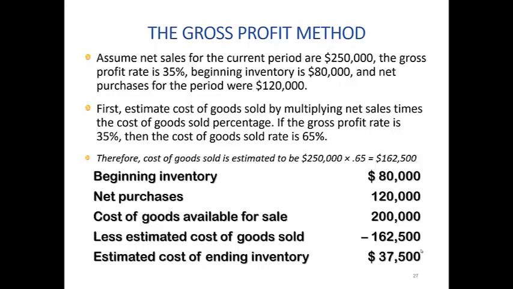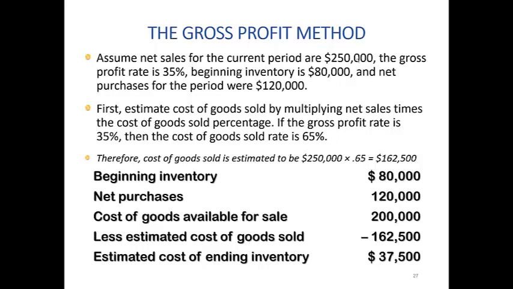So let's look at the problem. We had net sales of $250,000, and it's telling us that of that $250,000, 35% is our profit. The beginning inventory is $80,000, and the net purchases are $120,000. So we can go ahead and plug in the beginning inventory and the net purchases to give us our goods available for sale. Now we just need to figure out our cost of goods sold.